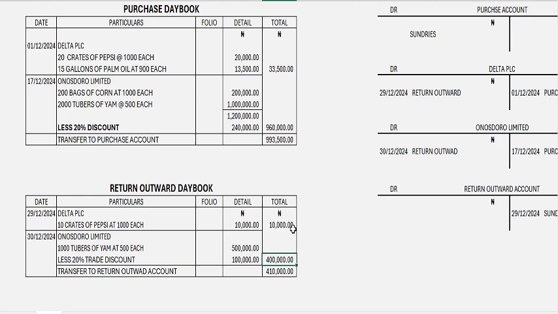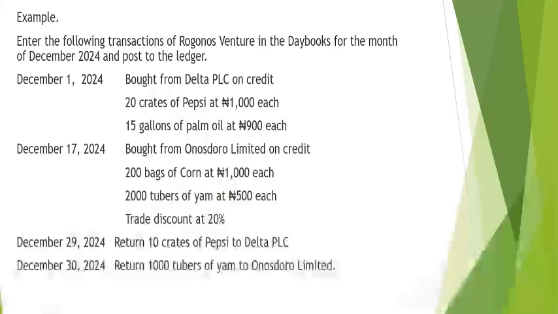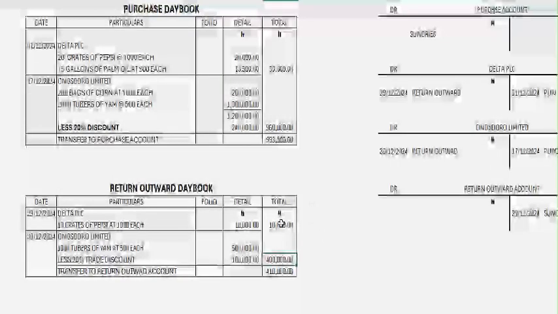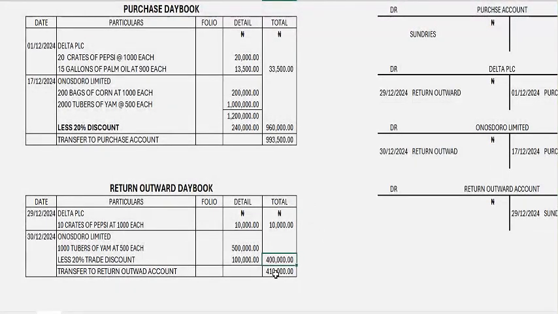So that is all. We go back to the question, that's the end of the question. We add up the two, 10,000 plus 400,000, giving us 410,000 naira.